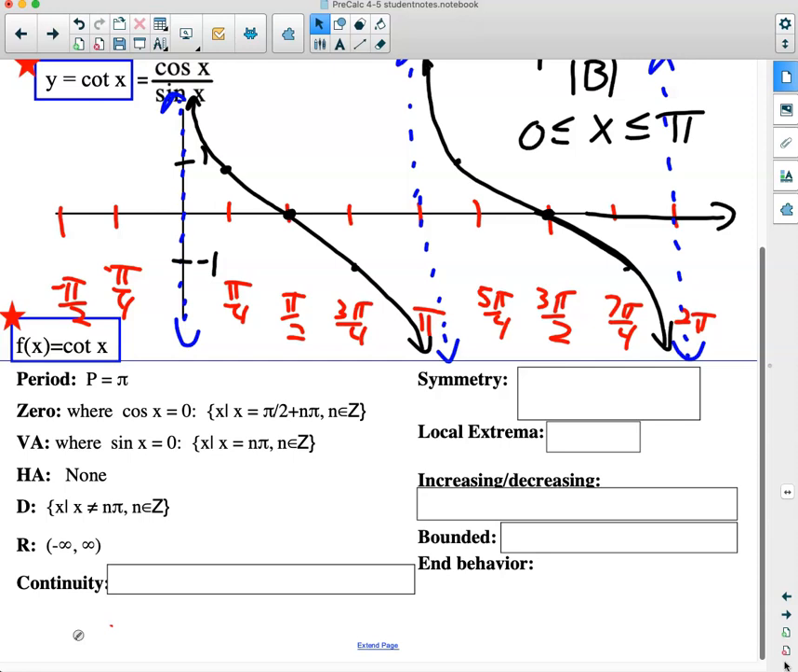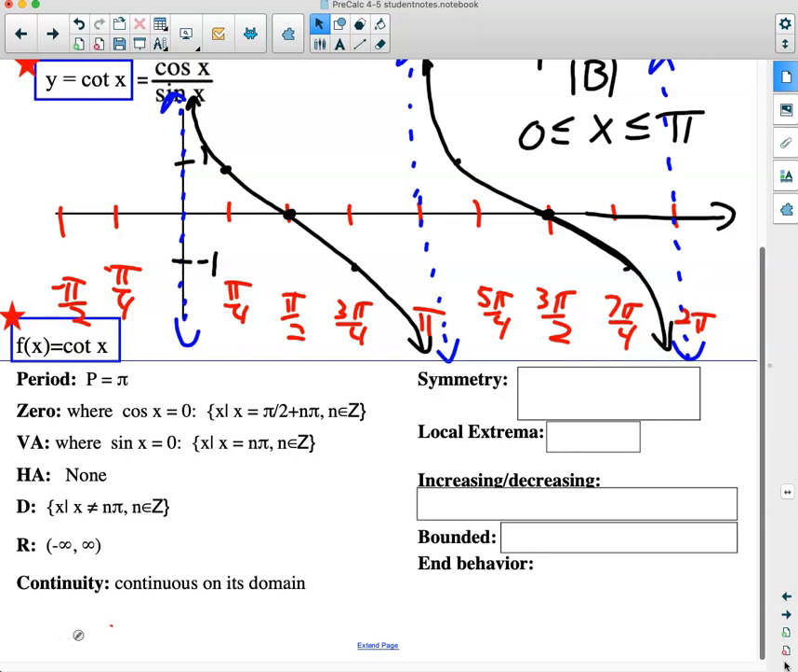No horizontal asymptotes. The domain, again, is just, hey, don't use where the vertical asymptotes are. So the set of all x such that x is not equal to n pi, where n is the set of all integers. But it is going up and down forever. Continuity on its domain, yes, continuous on its domain. Leave the vertical asymptotes out of it, and it's continuous on its domain.